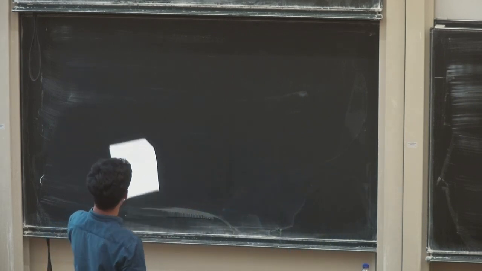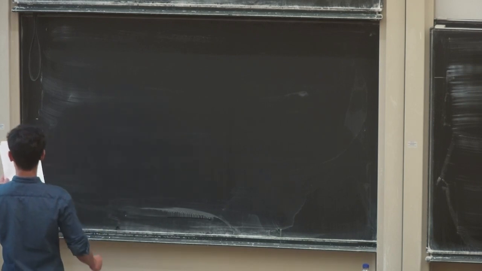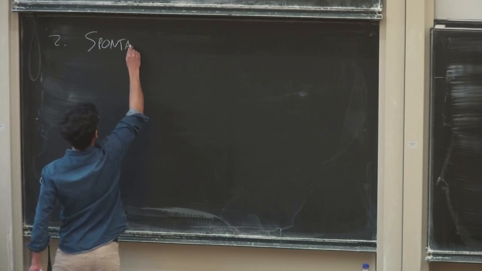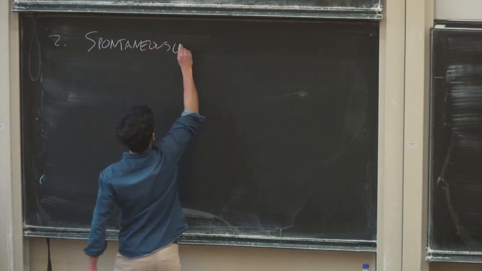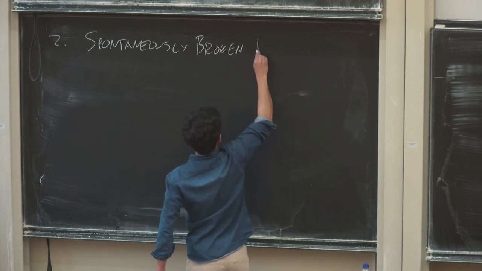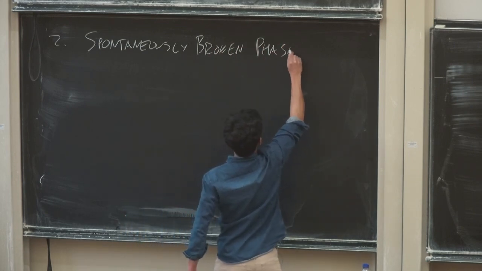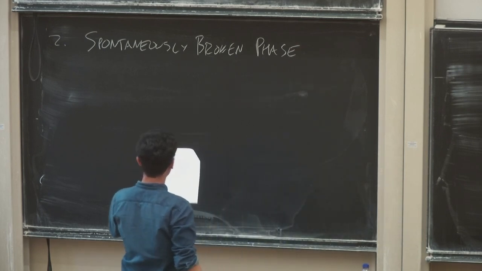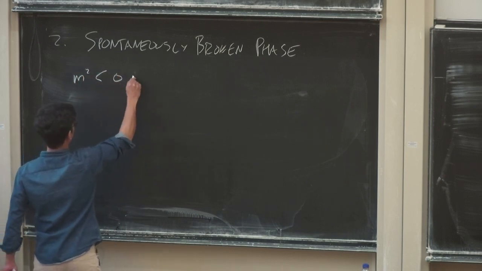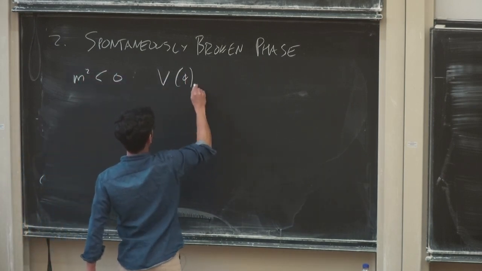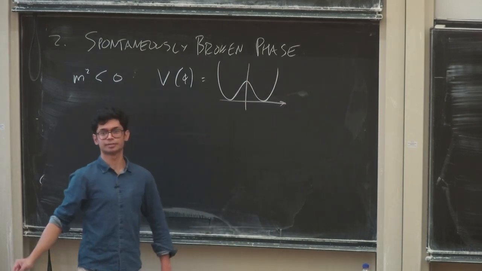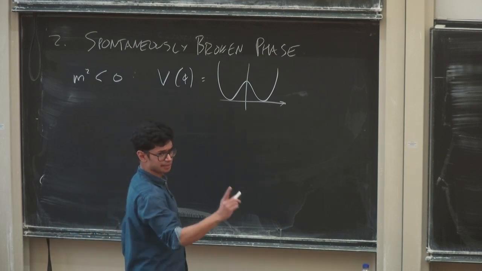Now, of course, there's another phase, which is the spontaneously broken phase. The spontaneously broken phase is when you have m squared less than 0. In other words, V now looks like this. What happens then?